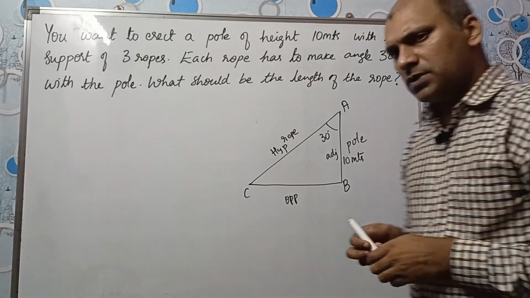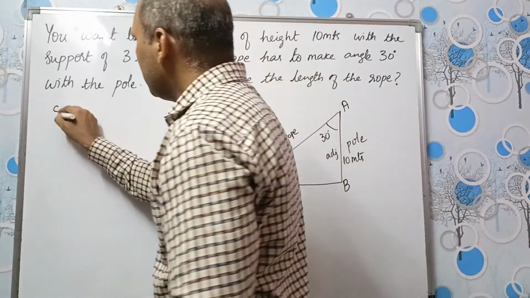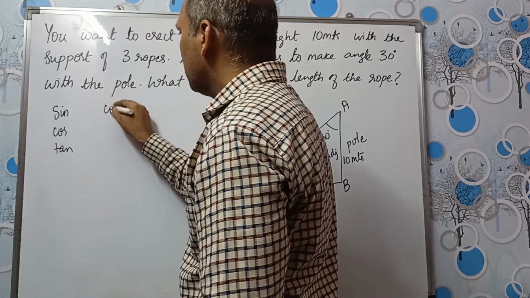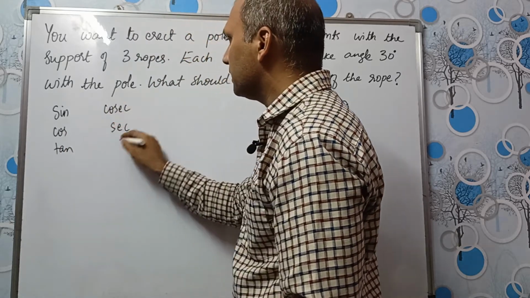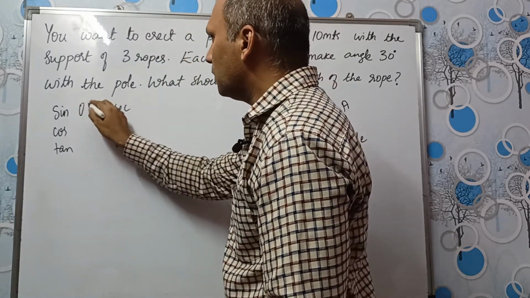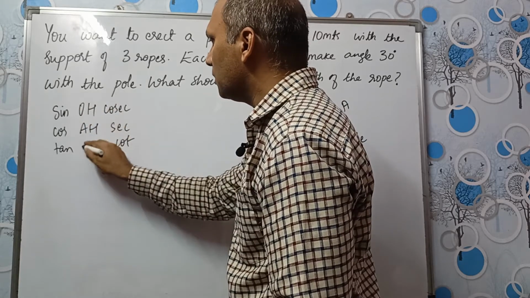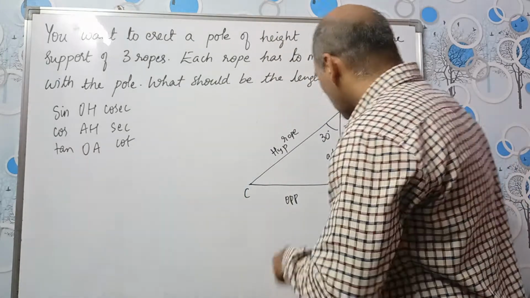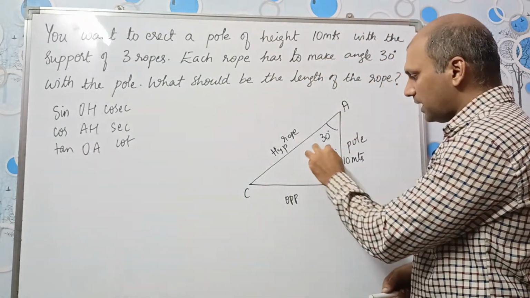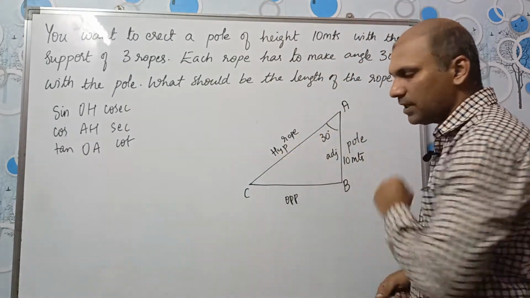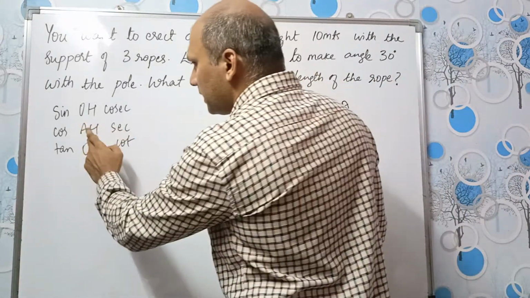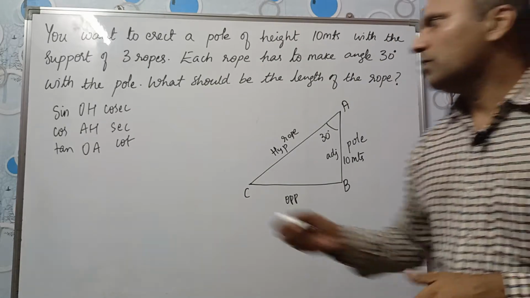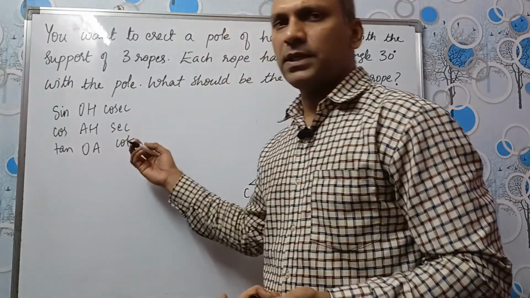Adjacent and hypotenuse will come in which trigonometric ratio? Sine, cos, tan, cosecant, secant, cot, right? Old hero and his old acting. This is our trick to remember the formulas. We need adjacent and hypotenuse. Adjacent is given to us, we are finding hypotenuse. So adjacent and hypotenuse is in cos as well as in secant.